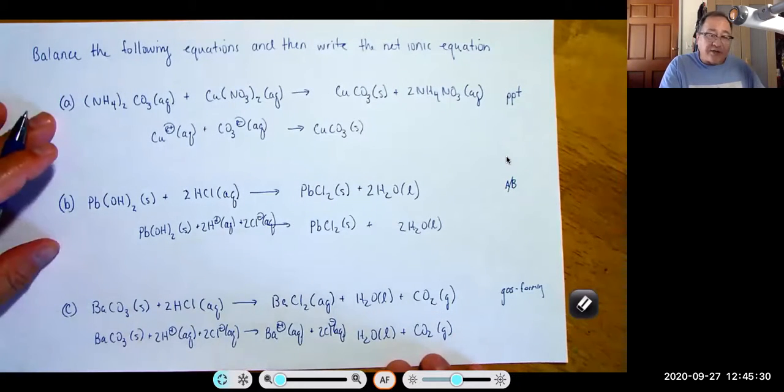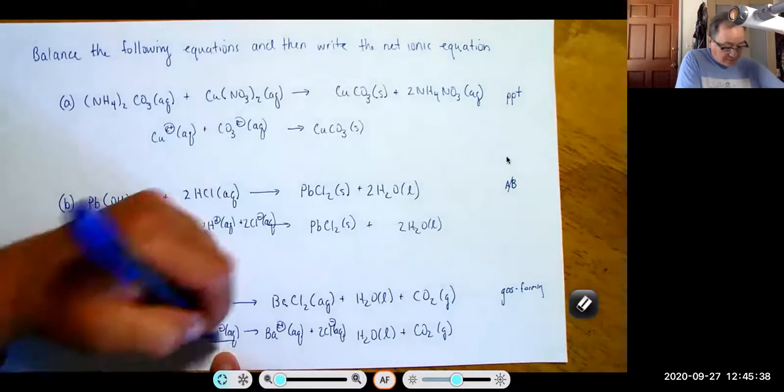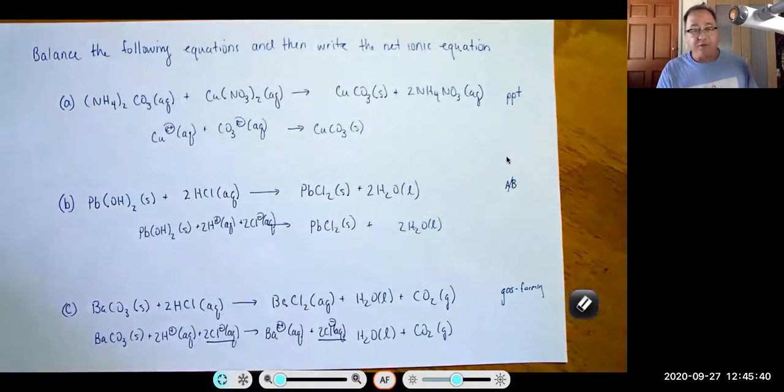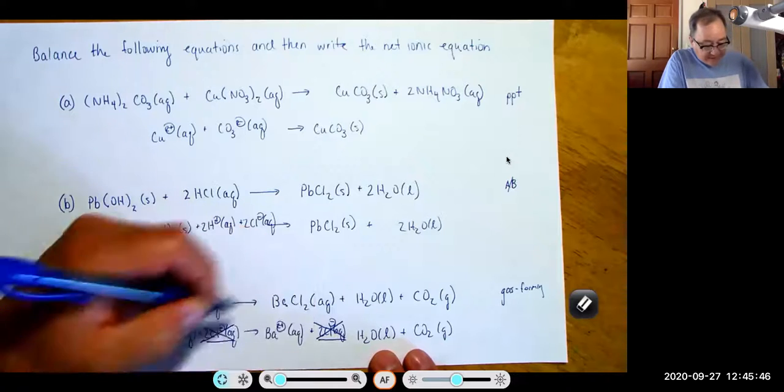So let's get rid of the spectator ions. Remember, spectator ions are ones that don't change in the reaction. And you see these 2 chlorines here and these 2 chlorines here? They're aqueous before, they're aqueous after. They don't belong in the reaction. When we take them out, this is now the net.